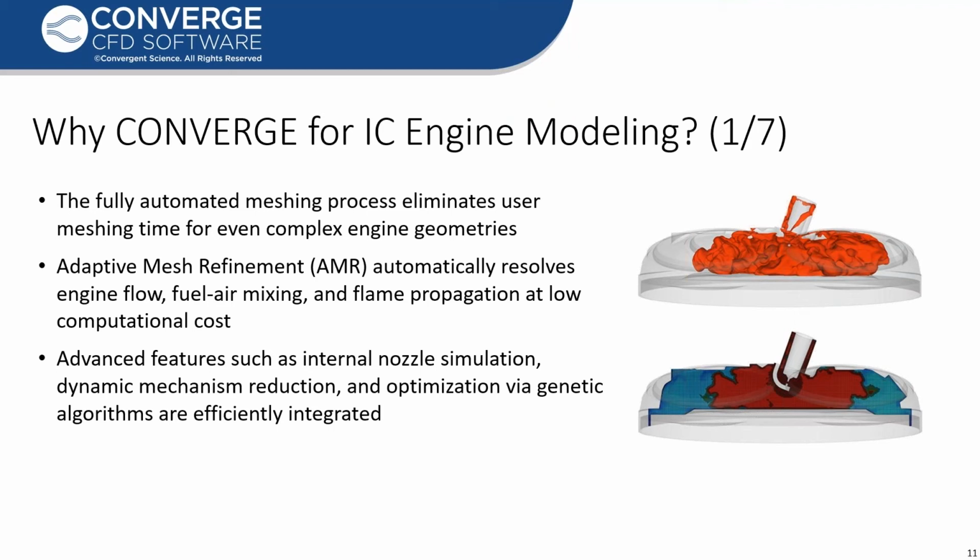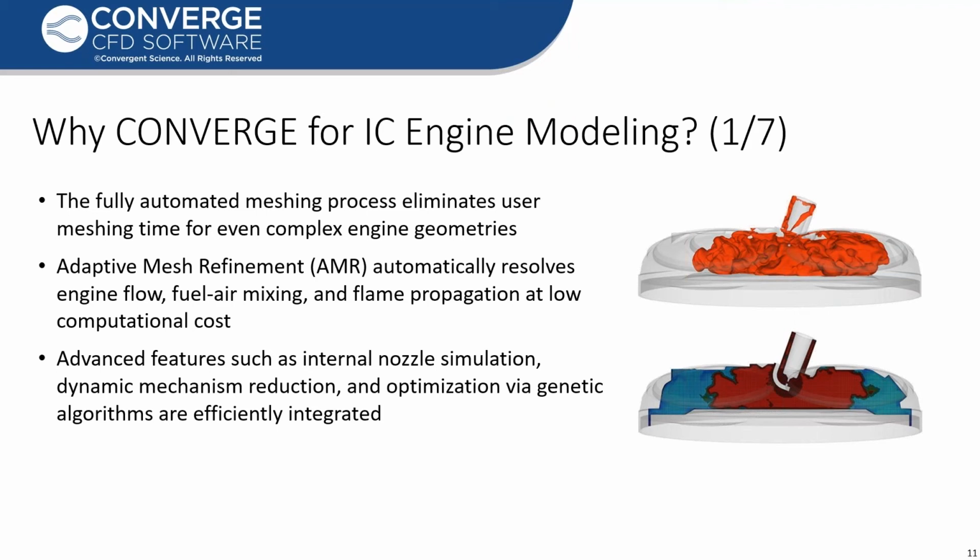We offer you fully automated meshing, so you as a user do not have to mesh before you run your simulation. Converge takes that burden off you. We do the meshing at runtime, so there is zero user meshing time, and there are no caveats or catches in here. Adaptive mesh refinement is a method to automatically resolve the engine flow when you inject fuel, or when there's flame propagation due to combustion, at a lower computational cost. So you don't have to think about where to put more cell resolution, or where to remove cell resolution so you could run faster. Adaptive mesh refinement, or AMR, takes care of that.